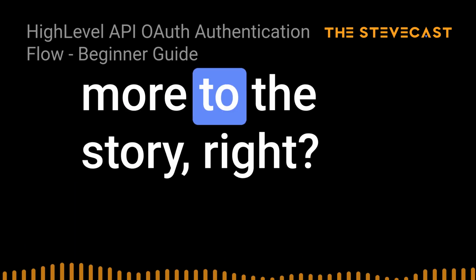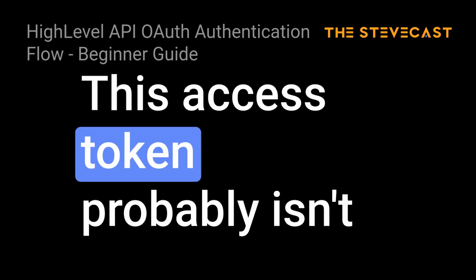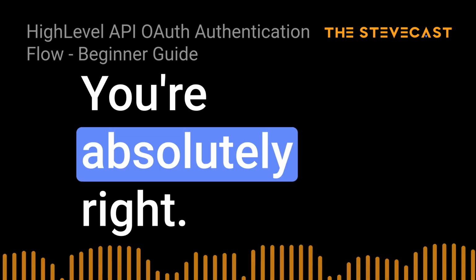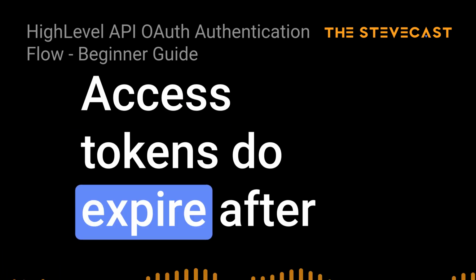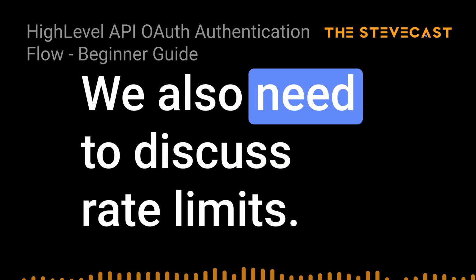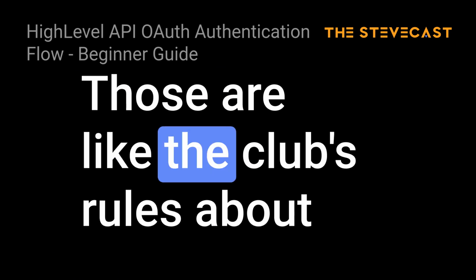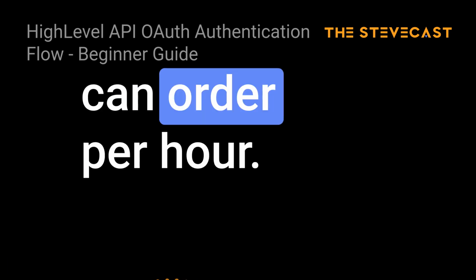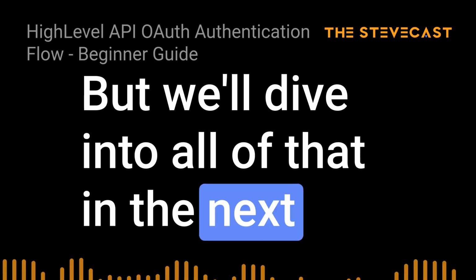This is great. But I have a feeling there's more to the story, right? Yeah. This access token probably isn't a forever pass, is it? You're absolutely right. Access tokens do expire after a certain amount of time, and we need to talk about how to handle that. We also need to discuss rate limits. Those are like the club's rules about how many drinks you can order per hour, but we'll dive into all of that in the next part of our deep dive.